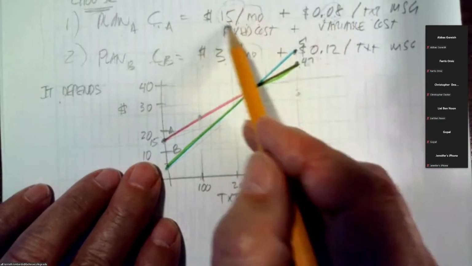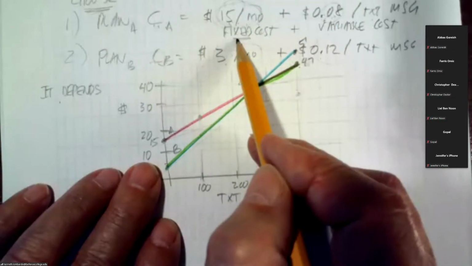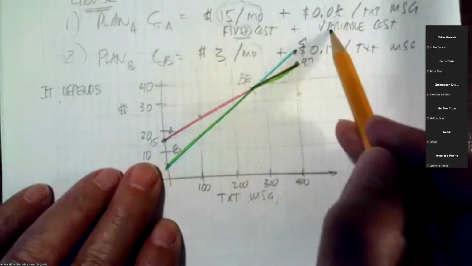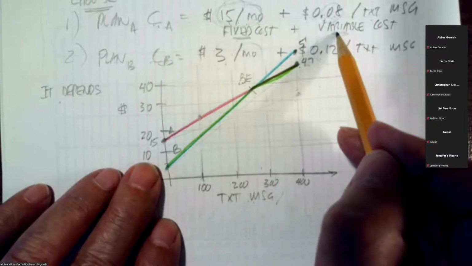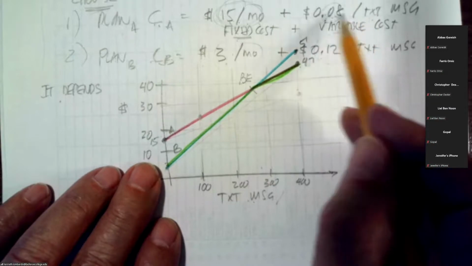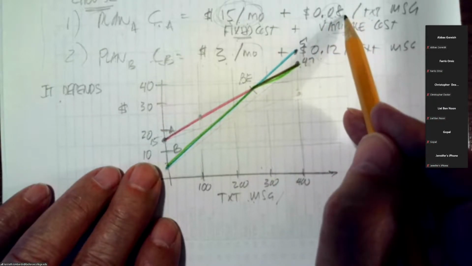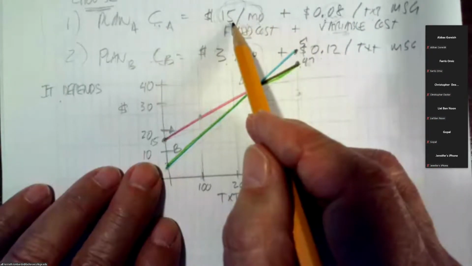So this is the fixed amount, the fixed cost, and this is the variable cost. It's variable because it depends on the number of text messages. So if I had 100, I'd go over 0.08 times 100, which is 8. Add that to the 15.